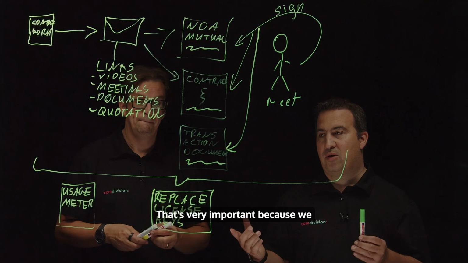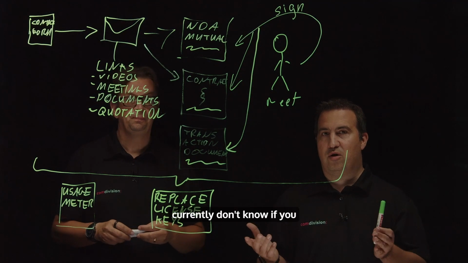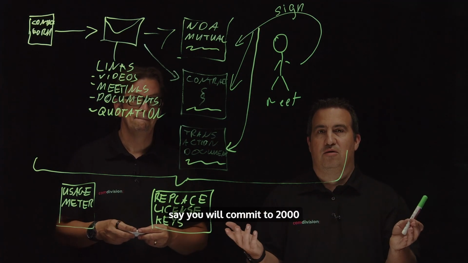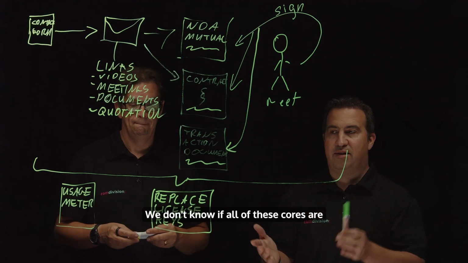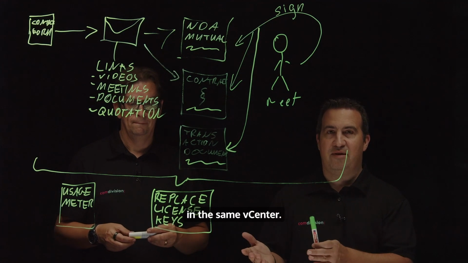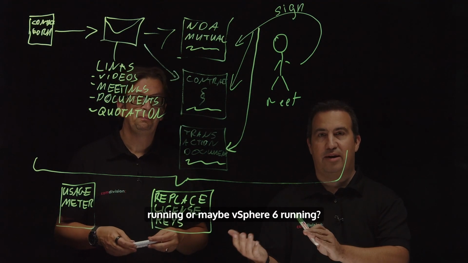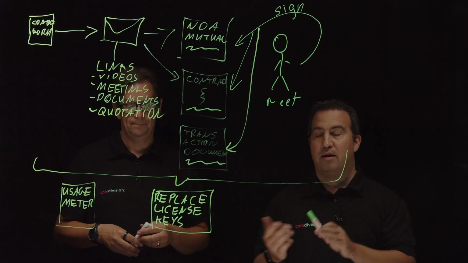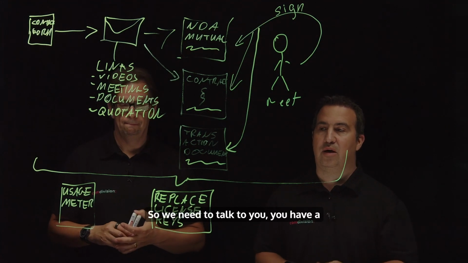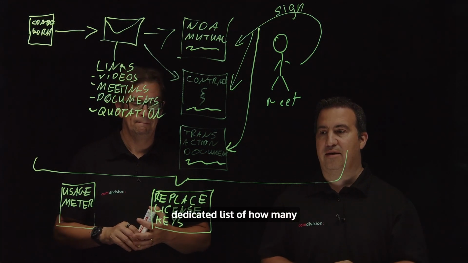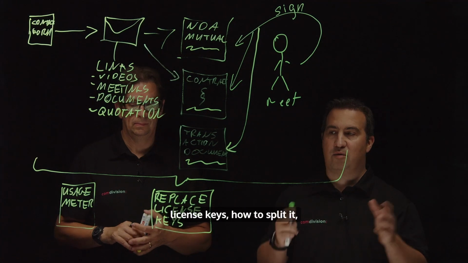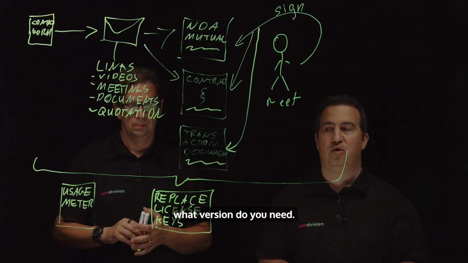That's very important because we currently don't know, if you say you will commit to 2,000 cores, whether all of these cores are in the same vCenter. Do you have vSphere 8? Do you have vSphere 7 running, or maybe vSphere 6 running? So we need to talk to you. Have a dedicated list of how many license keys, how they are split, and what version you need.